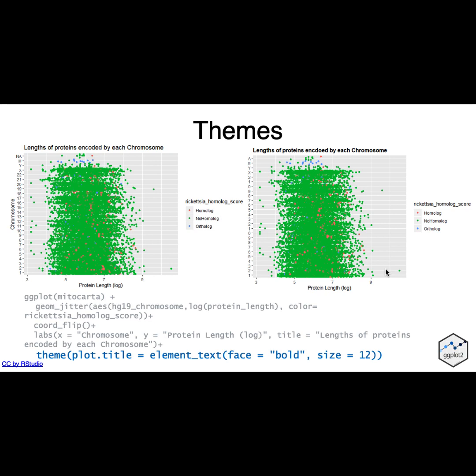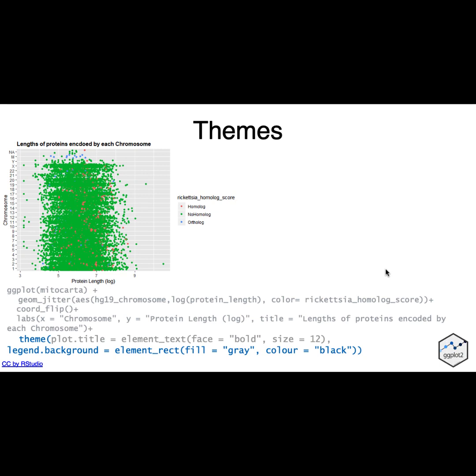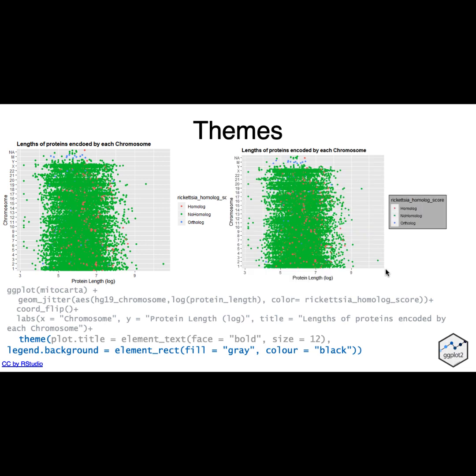So that's one thing. Then we can change the legend background. In this case, I have my little legend over here telling you the colors for each rickettsia homolog score. And I'm going to tell it that I want that rectangle to be gray, but I want the outline to be black. So this is another good place to show you the difference between fill and color. The fill is gray, the color is black. So if I run that code, I get this, right? Now you can see my legend box. It has a gray box with a black outline.